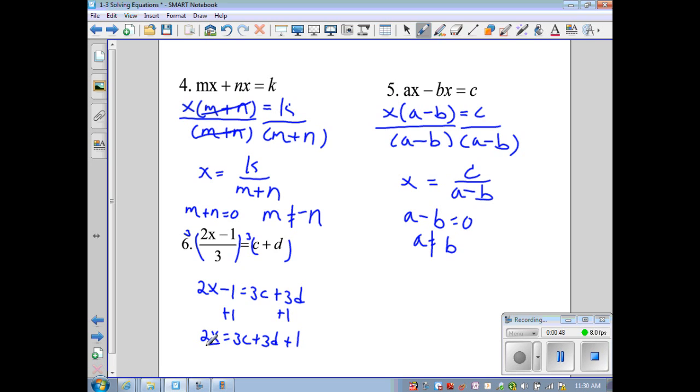Now, to get the coefficient to be a positive 1, I'm going to divide by 2. And my solution is x equals 3c plus 3d plus 1 over 2. Now, for restrictions. In the original problem, I do not have any variables in the denominator, and in the solution, I don't have any variables in the denominator, so I have no restrictions on problem 6.